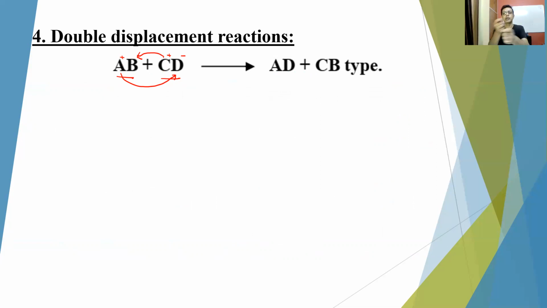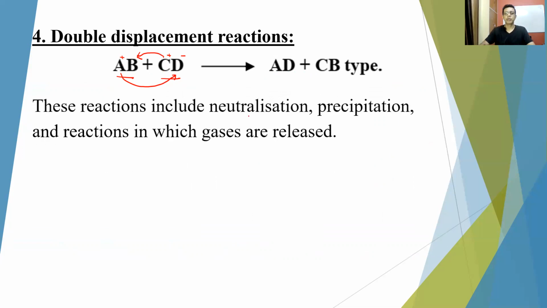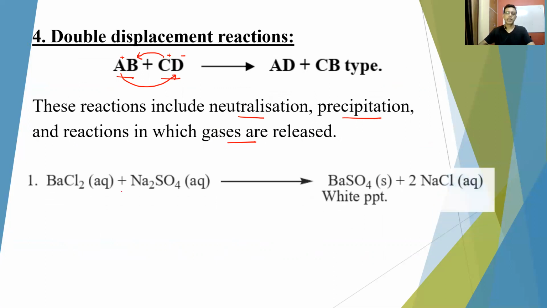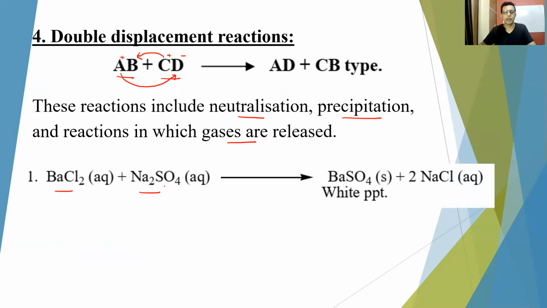The ions get exchanged. So this includes neutralization reactions, precipitation reactions, I'll explain, and then reactions in which some gases are released. For example, if we talk about the reaction of barium chloride and sodium sulfate. This barium chloride is a colorless liquid in aqueous solution. Sodium sulfate is also colorless. When the two are mixed, you'll get barium sulfate, and this barium sulfate is a white color compound and insoluble in water.